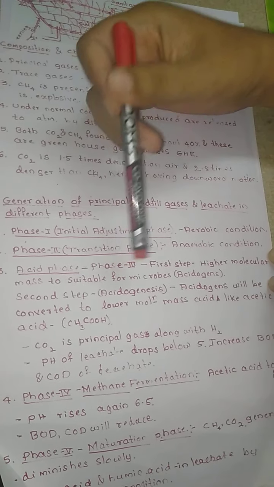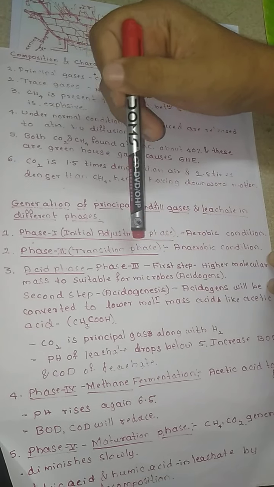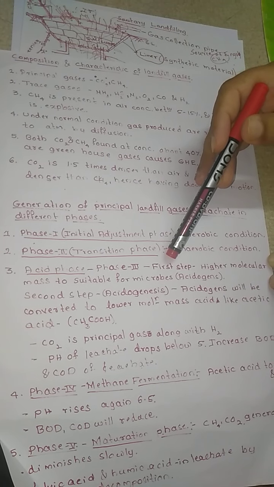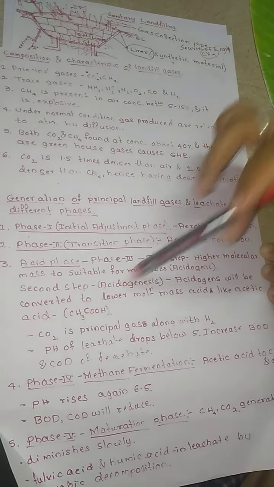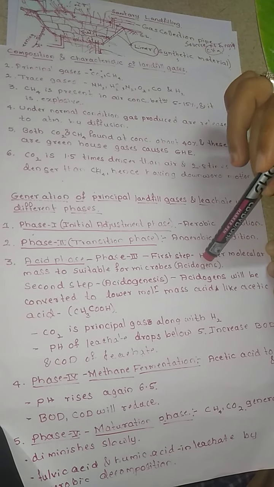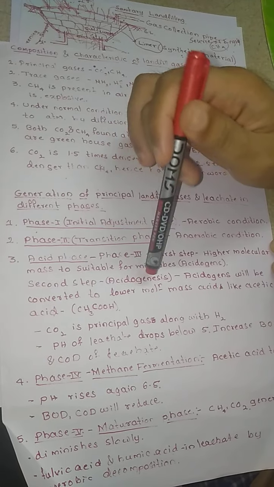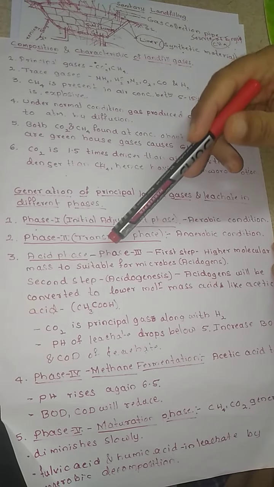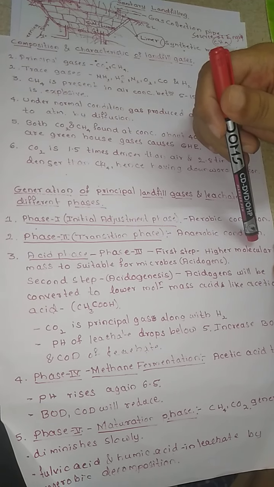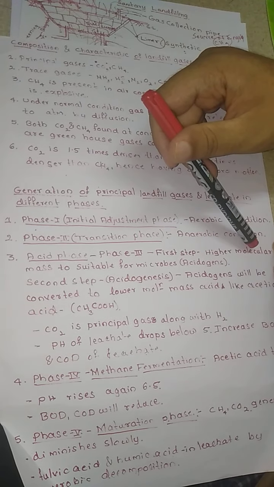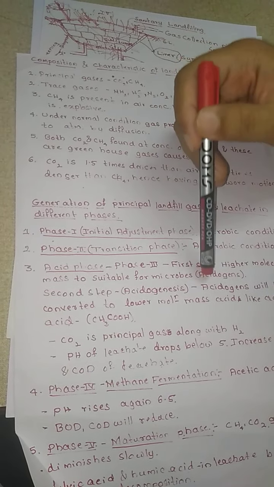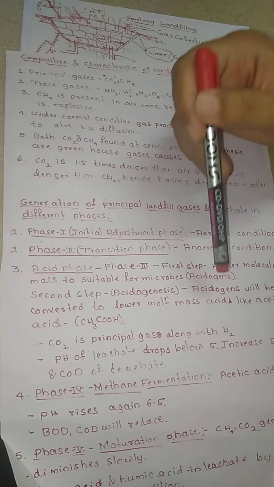This is what we call the transition phase. Now phase 3 we call the acid phase. Okay, first phase is initial adjustment, second phase is the transition, third phase is the acid phase. This acid phase takes place in two steps. First we call it acidogens, and the second step we call acidogenesis. In the first step, the higher molecular mass, due to decomposition by the microbes, is converted into compounds suitable for the microbes.